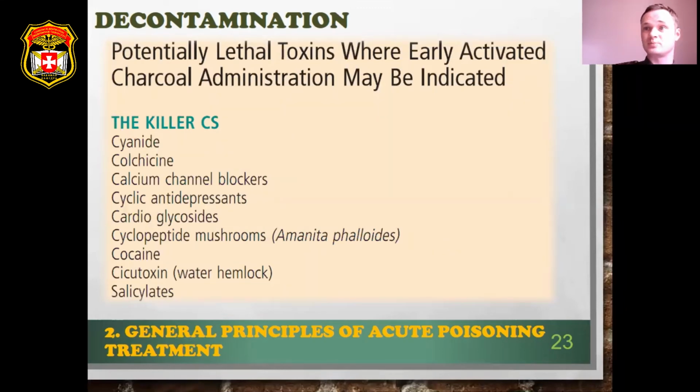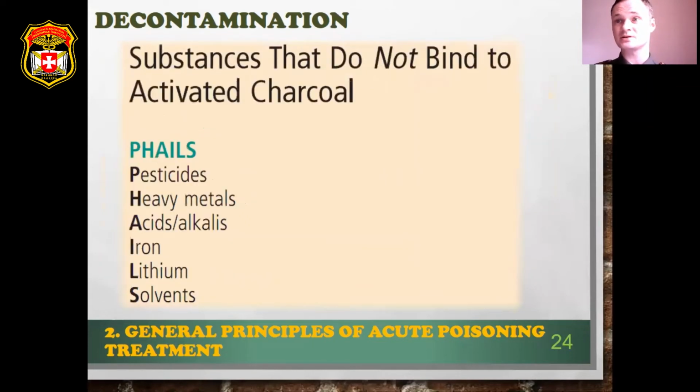In this slide, you can see potentially lethal toxins where early activated charcoal administration may be indicated. They include cyanide, colchicine, calcium channel blockers, cyclic antidepressants, cardiac glycosides, cocaine, and others. And pay your attention to the next slide, substances that do not bind to activated charcoal. Activated charcoal is ineffective against pesticides, heavy metals, acids and alkalis, iron, lithium, and solvents.